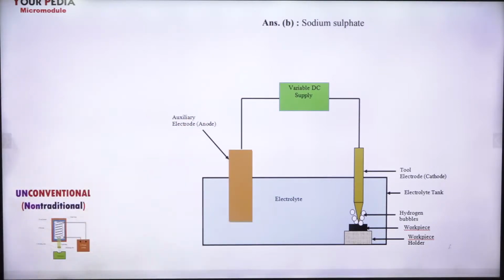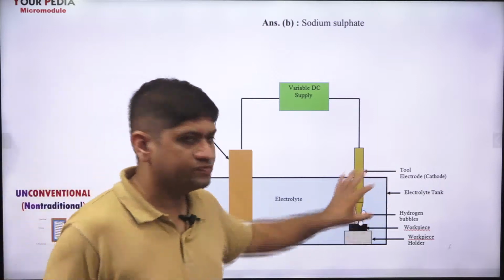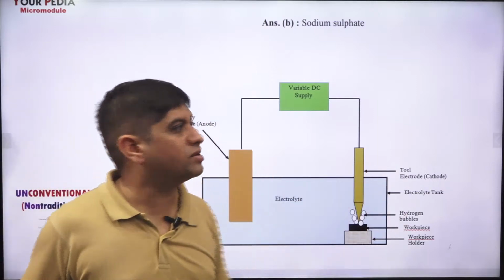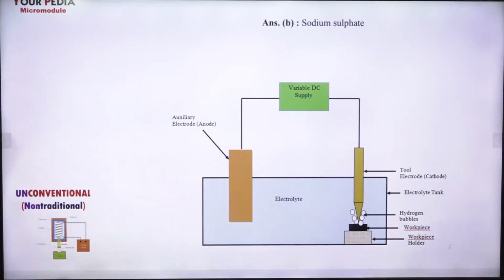Between this tool and workpiece, some hydrogen bubbles are formed. Please note this also. Hydrogen bubble is the main trouble in electrochemical machining. Electrode is anode, workpiece is cathode.